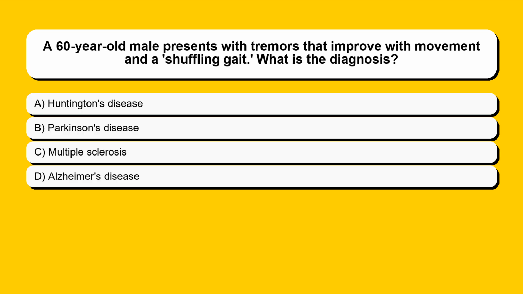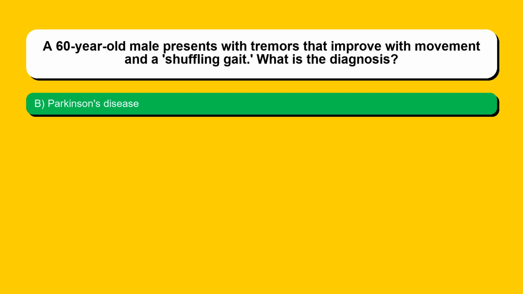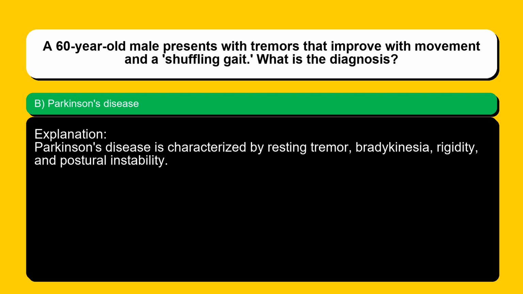Question 14. A 60-year-old male presents with tremors that improve with movement and a shuffling gait. What is the diagnosis? Option A, Huntington's disease. Option B, Parkinson's disease. Option C, multiple sclerosis. Option D, Alzheimer's disease. The correct answer is option B, Parkinson's disease. Parkinson's disease is characterized by resting tremor, bradykinesia, rigidity, and postural instability.